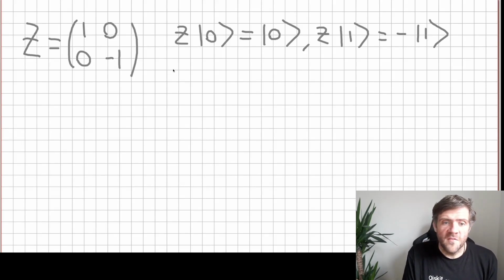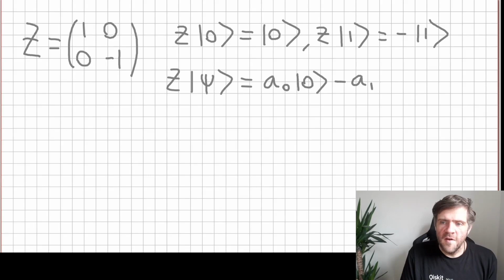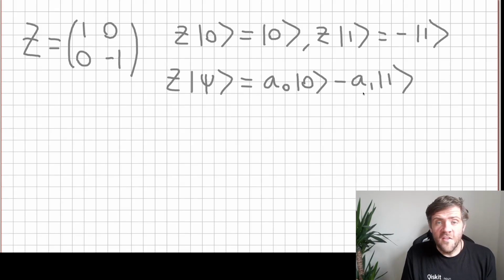So this means that when we apply Z to some general superposition, it will keep the 0 part as a 0, but it will multiply the 1 part by -1, giving us this. And because this phase difference is not global, you can't pull out a factor of -1 and ignore it. It is something that is actually relevant.